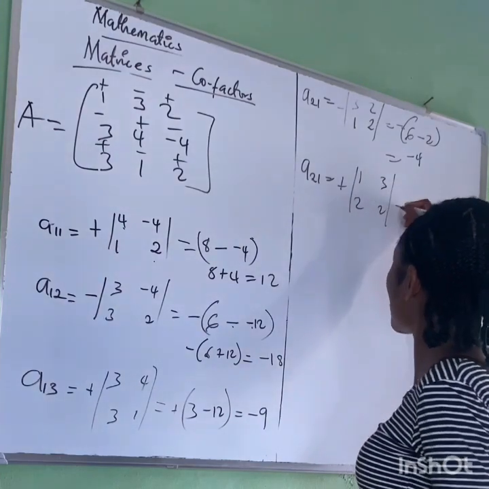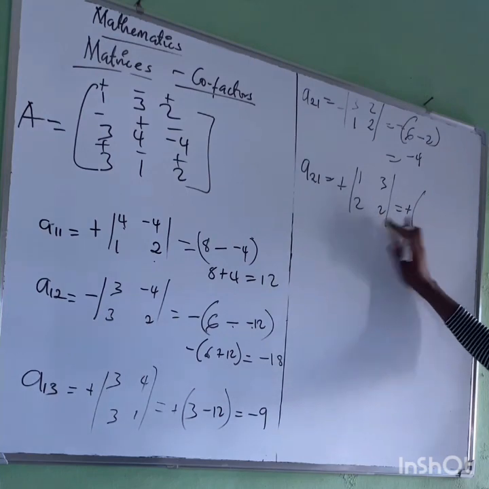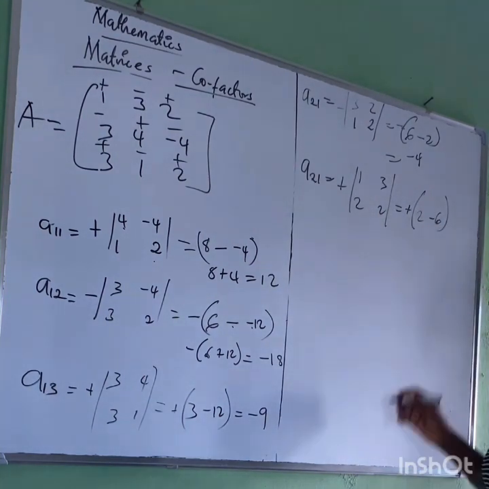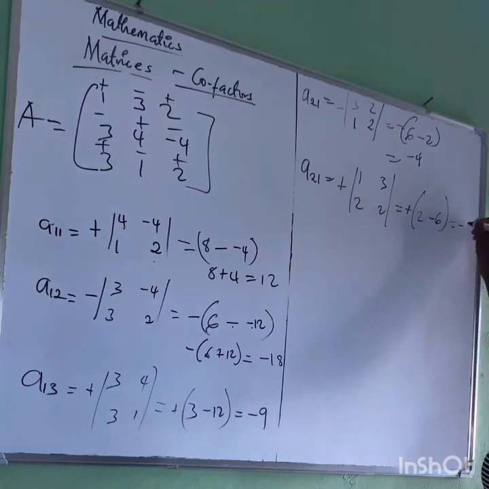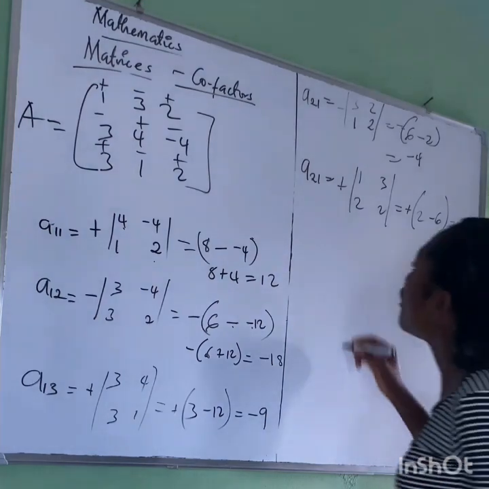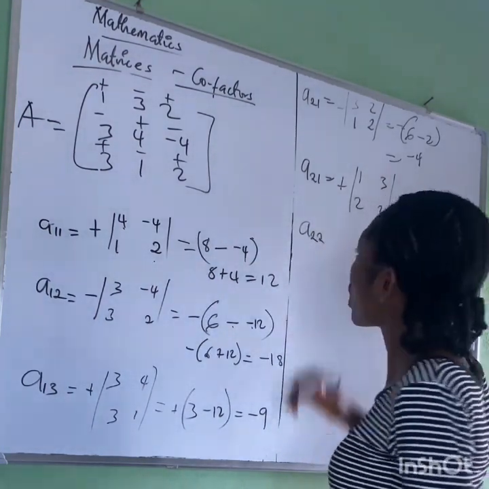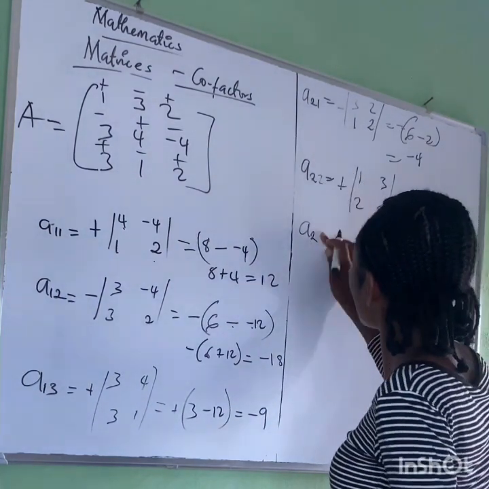So when we get to our minor, our plus is outside, right? Our major, which is 2 minus 6, and we are having minus 4. Multiplied by our plus is still a minus, so we have minus 4. Now for our A, second row, second column, okay, third, second column, third column.